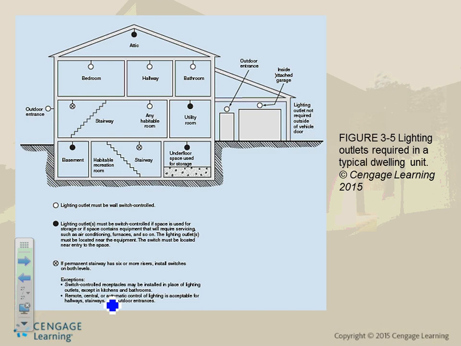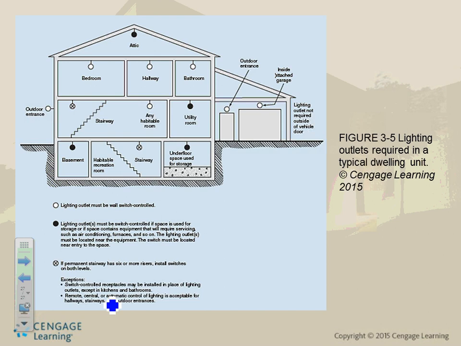All right, how about habitable area? Any habitable area? Yep. How about utility room? Yep. How about stairway again? Basement? Yep. All these need lights. How about the outside service door for the garage? Yes. How about the garage door? Inside the garage, you need a light.